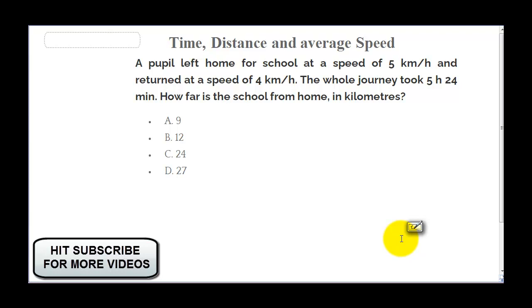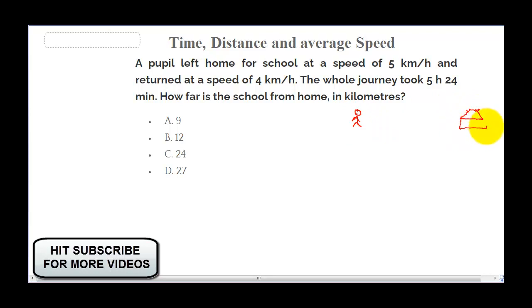Now, notice something. The pupil left his house at a particular speed and returned at a lesser speed. Now, notice the distance. If this is the pupil, this is the child, and this is the school, the distance going to school is the same distance that will bring him back. So if this is D, this place is also what? D.